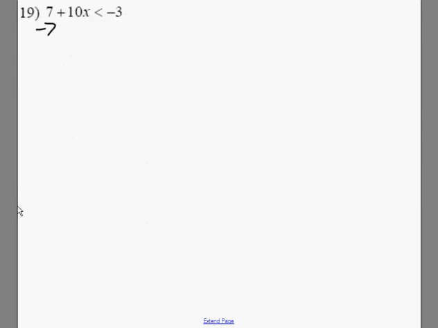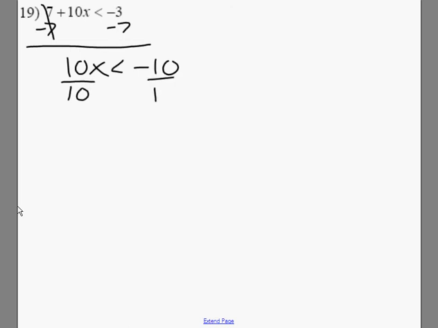Subtract 7 on both sides. We'll get 10x is less than negative 10. Divide both sides by 10. And x is less than negative 1.